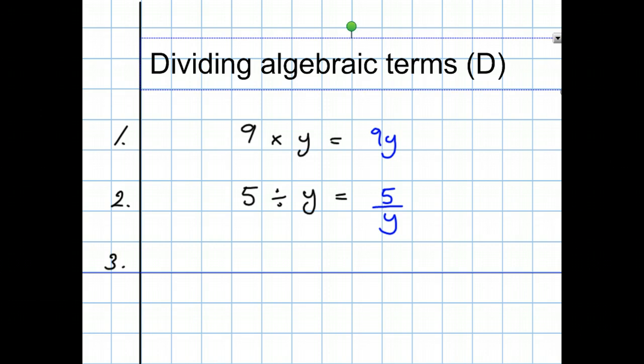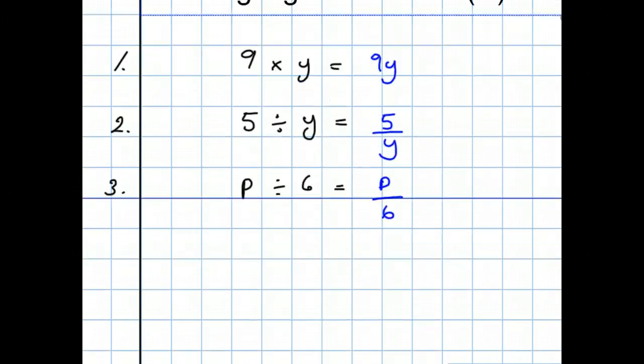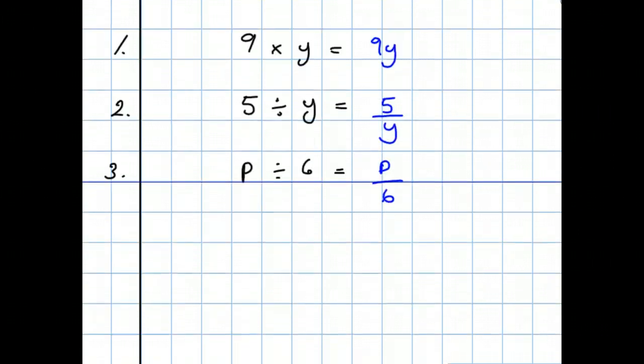What about when we divide a letter? Here we go. P divided by 6 equals P over 6. Fractions are such a wonderful invention. Now, what about 12 divided by 2x?